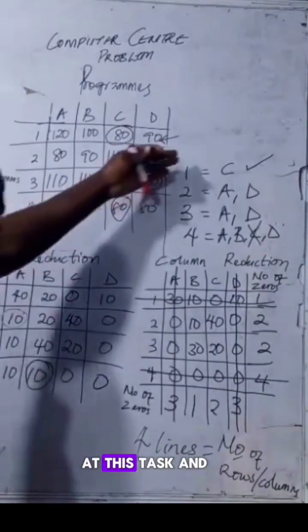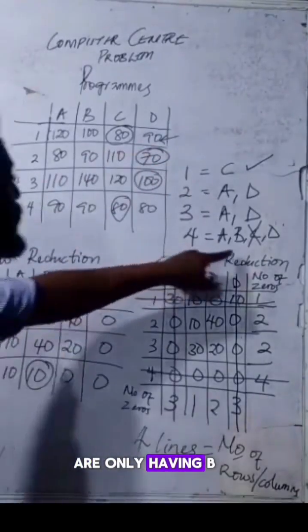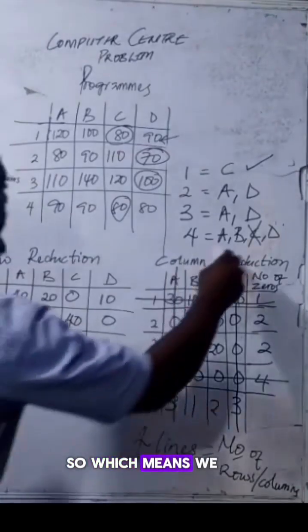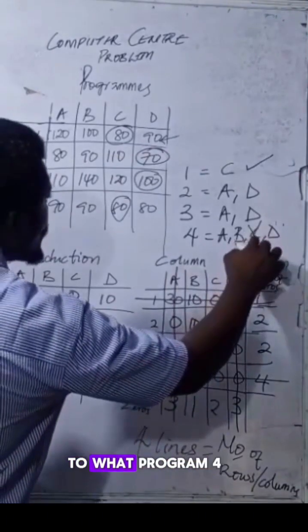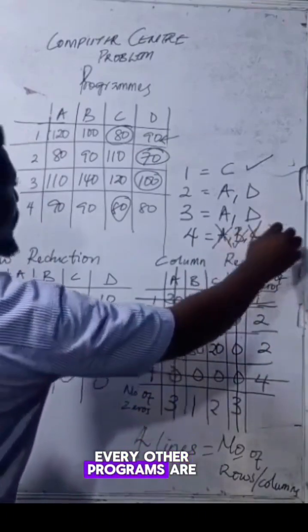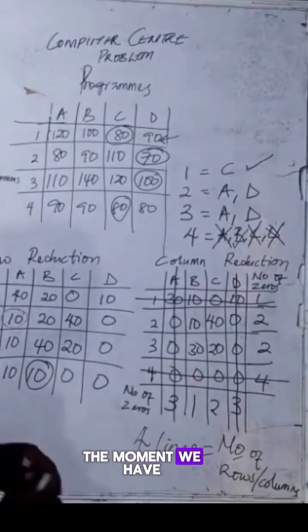Now if you look at this task and expert that we have here, if you notice, we are only having B under programmer 4. So we have to allocate B to programmer 4, while every other task under programmer 4 is being cancelled.